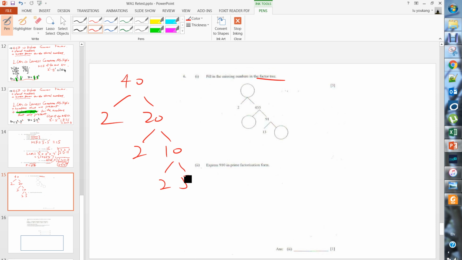Next. What you do here is you just punch your calculator: 2 times 455, and you get 910. That's what you start with. After that, over here it should be 5, and over here it should be 7. It says express 910 in prime factorization form. So once again, prime factorization means 2 times 5 times 13 times 7.